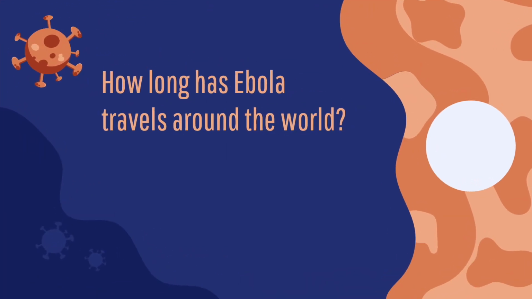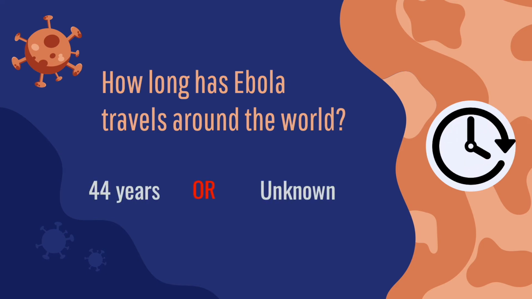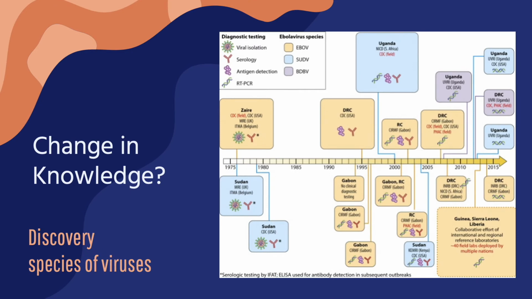How long has Ebola traveled around the world? It has been 44 years now since humanity discovered Ebola. Yet, viral and epidemiologic data suggest that Ebola virus existed long before these recorded outbreaks occurred. Factors like population growth, encroachment into forested areas, and direct interaction with wildlife may have contributed to the spread of Ebola virus.